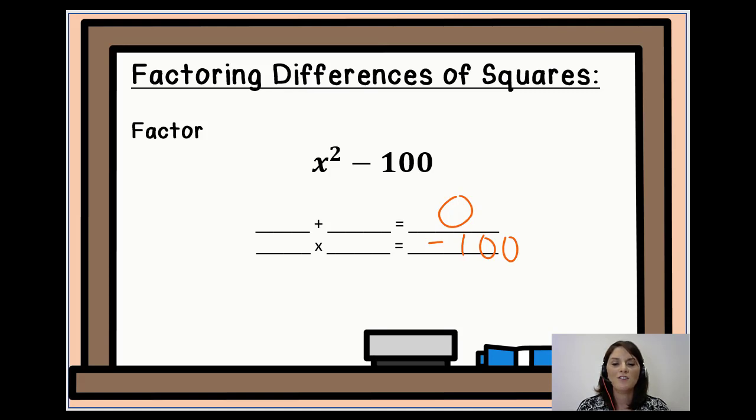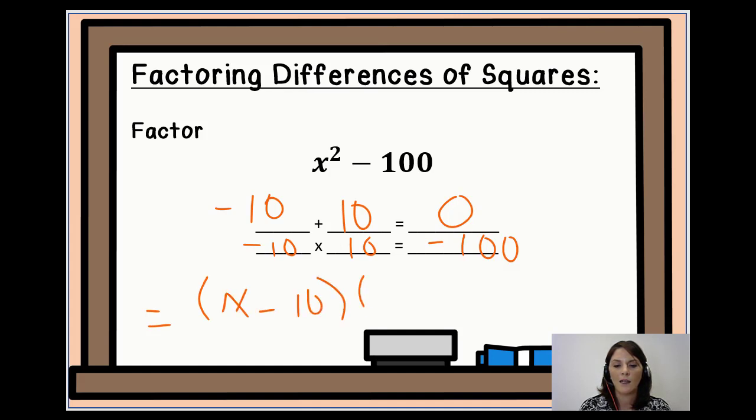Okay, so our factors are negative 10 and positive 10. If I add negative 10 and positive 10 together, we're going to get 0. And if I multiply them together, we get negative 100. So inside my brackets, I'm going to have x minus 10 and x plus 10.